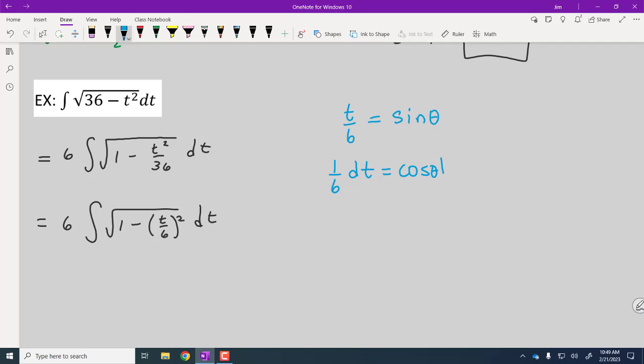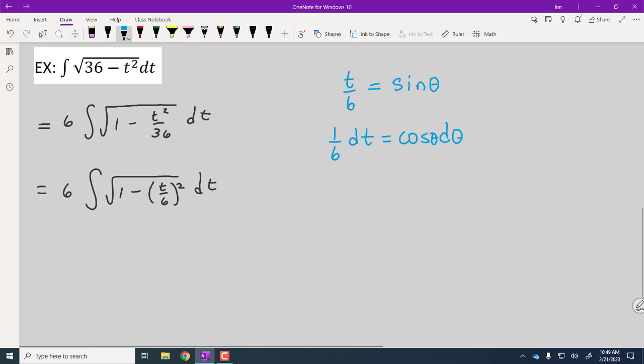So we're going to have a cosine of theta times d theta. And if you need to isolate the dt, a lot of you don't even do this step. That's totally fine, if you can just see that dt is 6 cosine theta. All right, so now anything that has a t needs to be replaced with thetas.